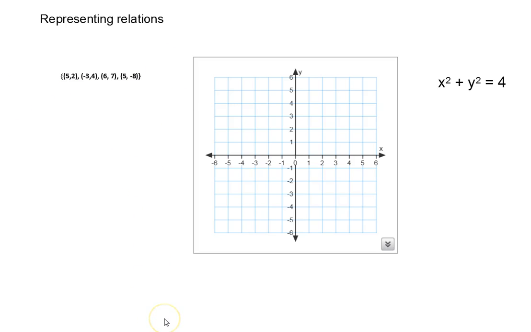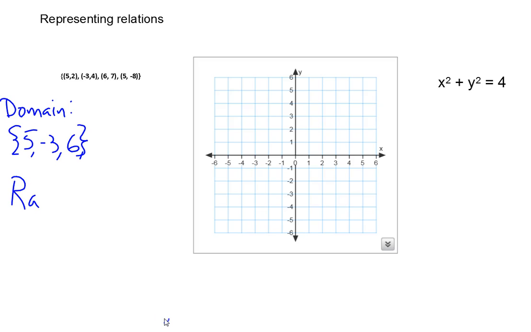If I want to know what the domain is of this relation, I say, well, my domain is the set of all x values. So my domain here would be 5, -3, 6, and, well, wait a minute, 5 was already in the list, so do I need to list it twice? Nah, we can be lazy and not write it out twice, right?